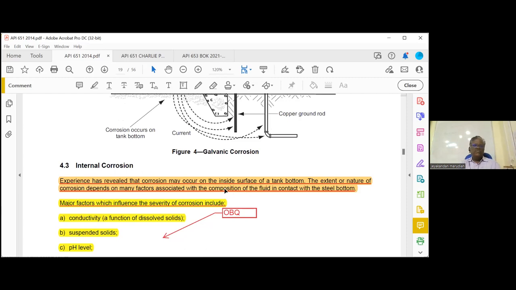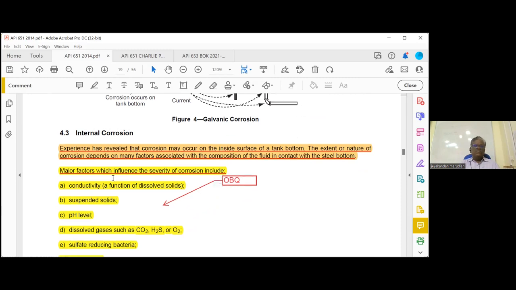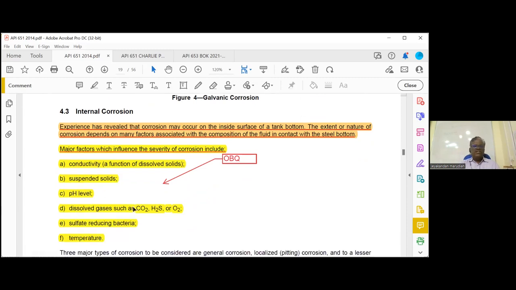Then internal corrosion. Now, can we give cathodic protection on the inside of the storage tank? Yes, it is possible. Experience has revealed that corrosion may occur on the inside surface of the tank bottom. The extent and nature of the corrosion depend on many factors associated with the composition of the fluid in contact with the steel bottom. The most influential are conductivity, suspended solids, pH level, dissolved gases such as CO2 and H2S, sulfate reducing bacteria, and the temperature. This all influences the inside corrosion.